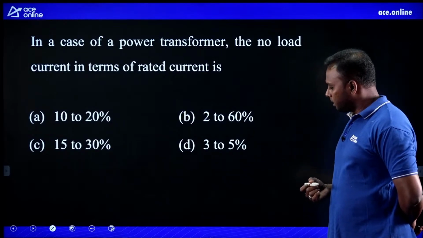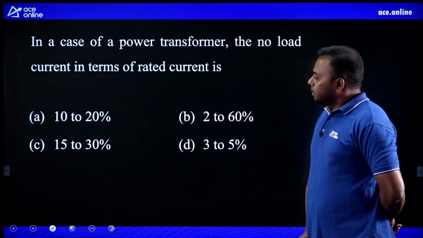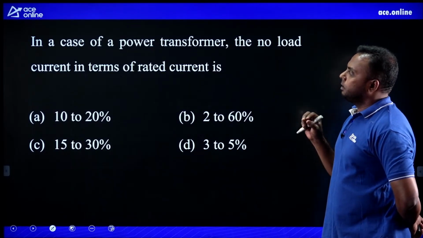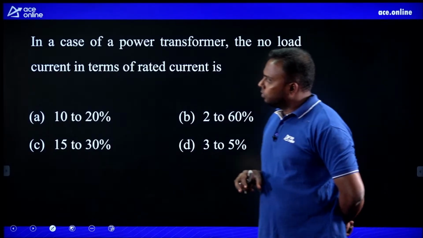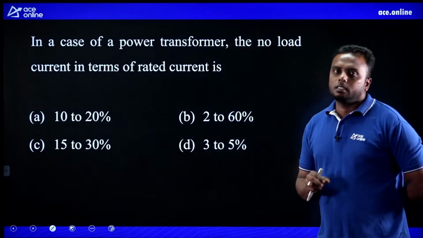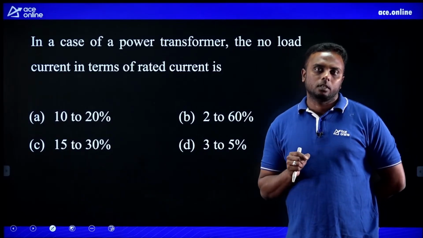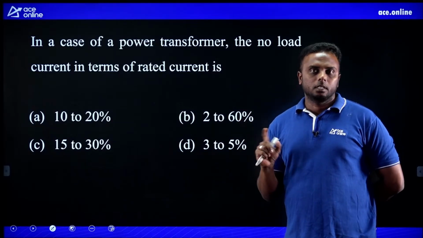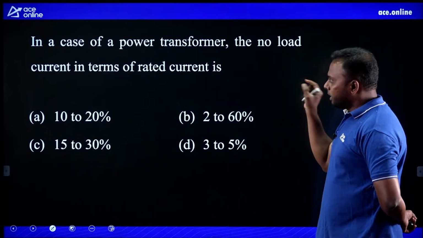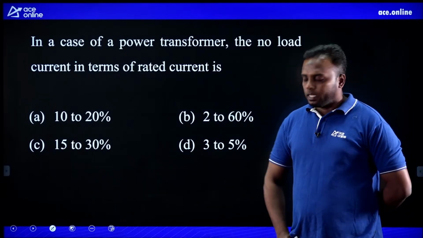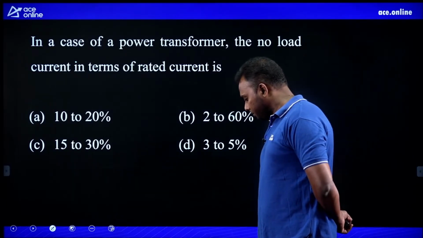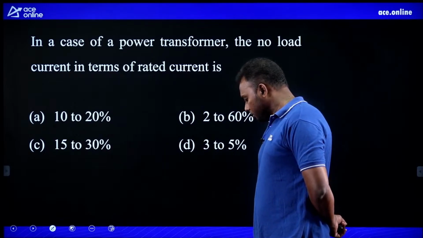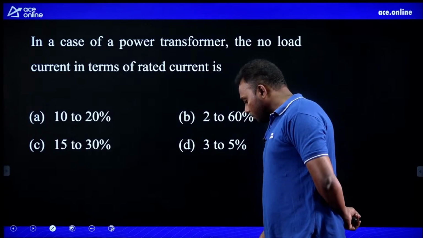Next. See this question. In case of a power transformer, the no load current in terms of rated current is dash. So what is the percentage of no load current? See, this percentage is important. No load current, magnetizing current, iron loss current, the percentage is important for every examination. So what is the percentage of no load current in terms of rated current? Answer this.